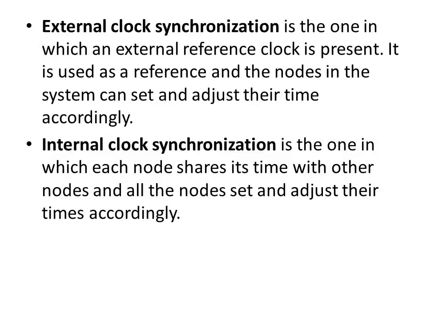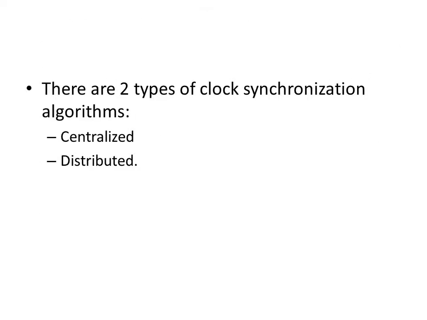Coming to internal clock synchronization, it is the one in which each node shares its time with other nodes, and all the nodes set and adjust their times accordingly. So the internal clock is present inside the system itself. This is called internal clock synchronization. There are two types of clock synchronization algorithms: centralized algorithms and distributed algorithms.